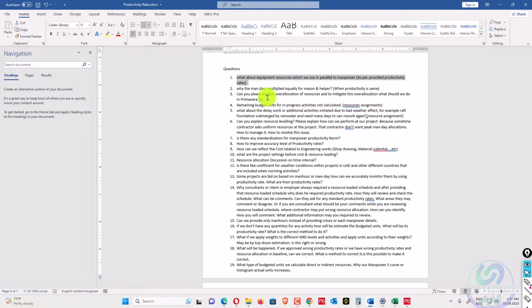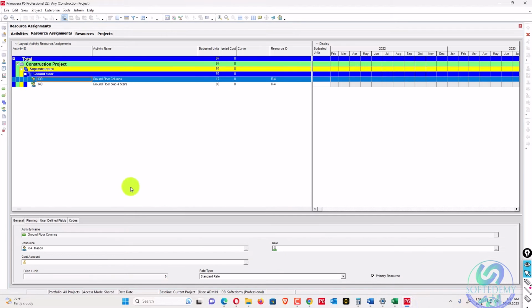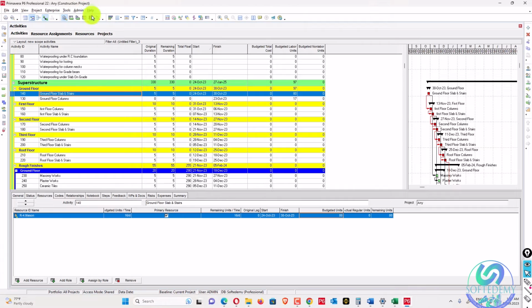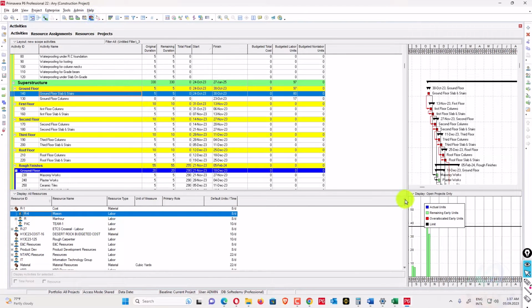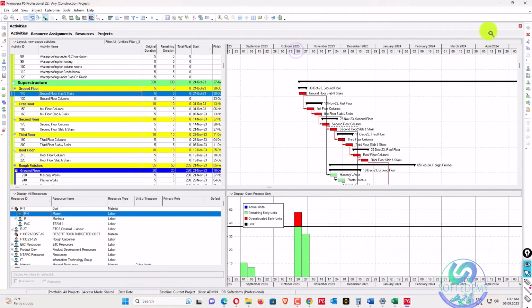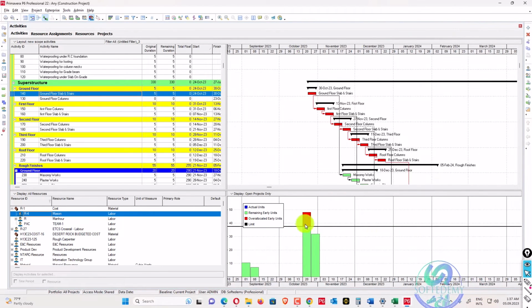Can you please explain over-allocation of resources, and what should be done to mitigate it in Primavera P6? In Primavera P6, what is the resource allocation? When we have an activity, in the usage profile we have a mason here. So what is its allocation? We have to see what the allocation is. You can see here that the red line is our over-allocation for the mason. So how can we reduce that?